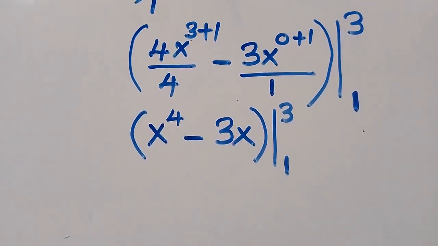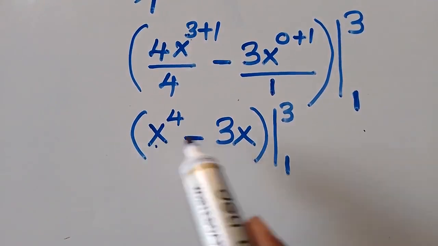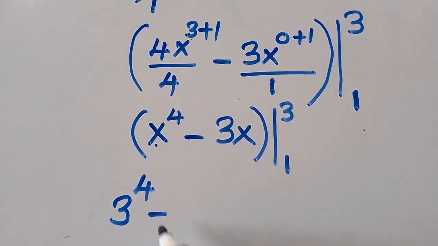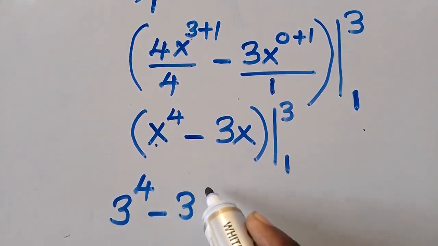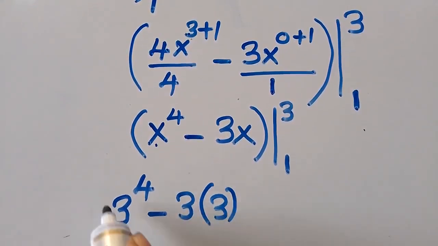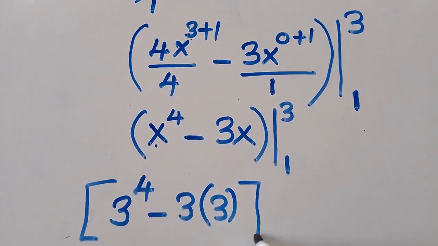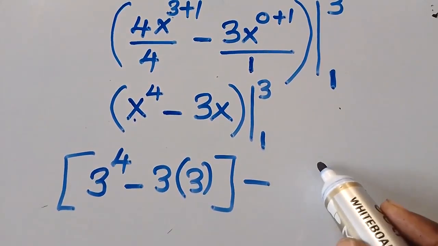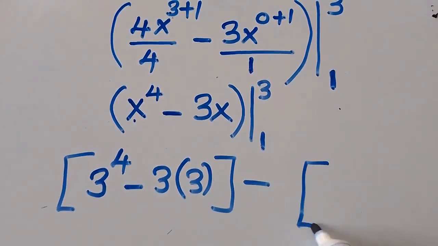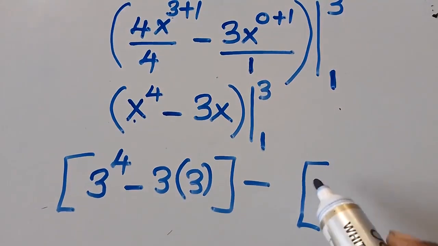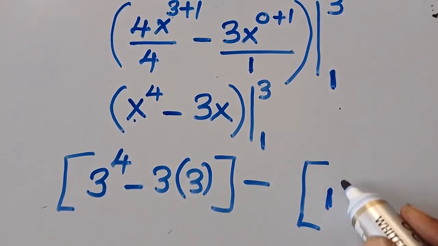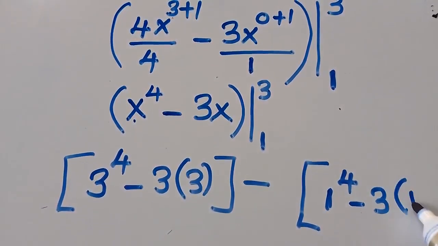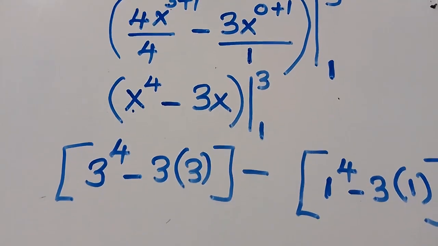So what I was saying was that where there is x, you put 3. So it's 3 to the power 4 minus 3, where x is 3. Then you say minus, and you put 1 now: 1 to the power 4 minus 3 multiplied by 1. This is what you are going to do.